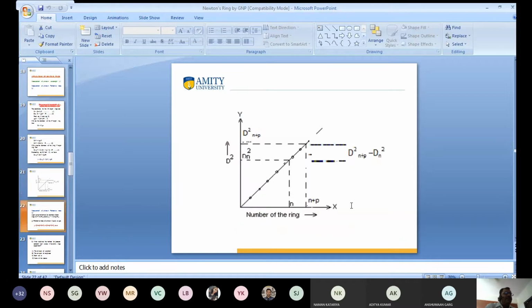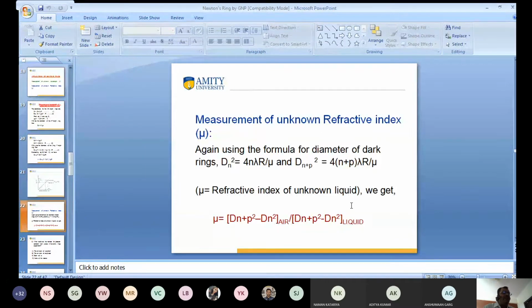Similarly, we can also measure an unknown refractive index using the same formula. We take this value in air and this value in liquid. This ratio gives the refractive index of the unknown liquid.